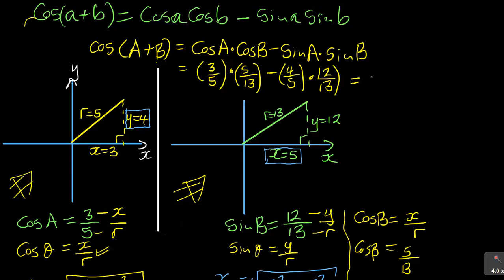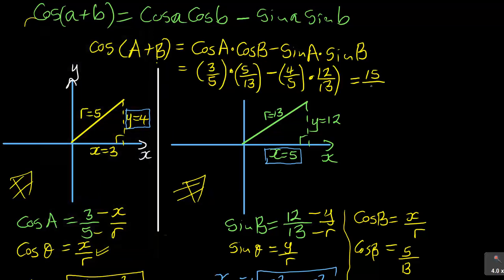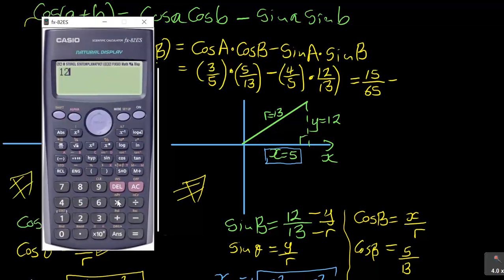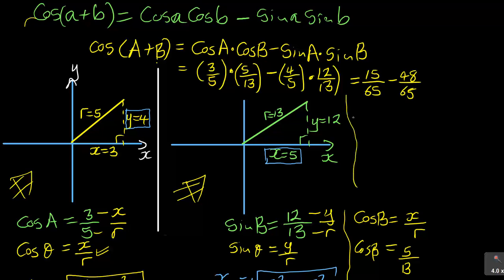You see, if I say 5 times 3 is 15 over 13 times 5, I think it's 65. Let me just quickly check. 13 times 5, it's 65. Okay, so I've got 15 over 65 minus 4 times 12, which is 48, minus 48 over 5 times 13 is 65. So it's good because already same denominator there, 65, which is 15 minus 48.